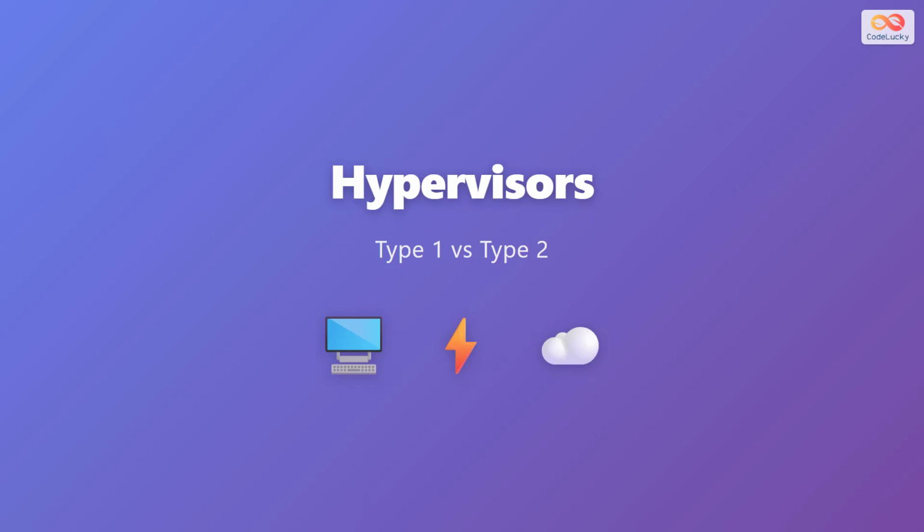Welcome to this lesson on hypervisors. Today, we'll explore the two main types of hypervisor technology that power virtual machines in modern computing environments. Understanding the difference between Type 1 and Type 2 hypervisors is fundamental to grasping how virtualization works in cloud infrastructure.